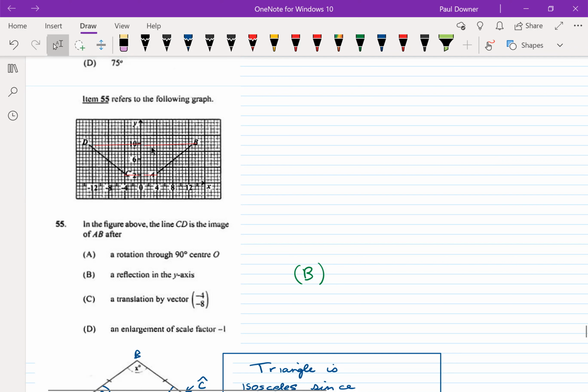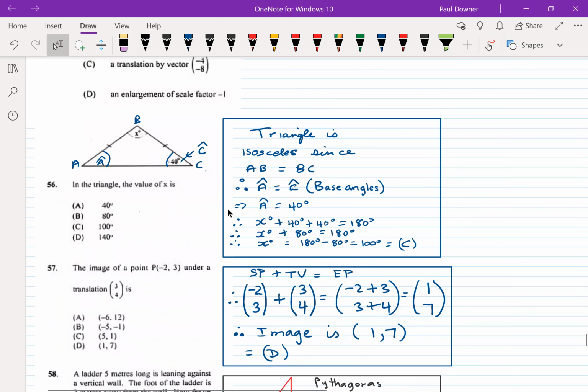Let's see. From here to here is 1, 2, 3, and then 2, and then 1, 2, 3, and then 2. So you realize that it's a reflection, because in a reflection, the distance between the mirror line and any point will be the same on either side, right? So you're getting a reflection there. So it's really a reflection in the y-axis, which is option B.